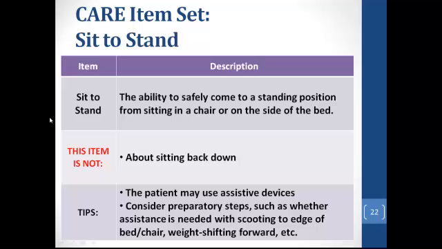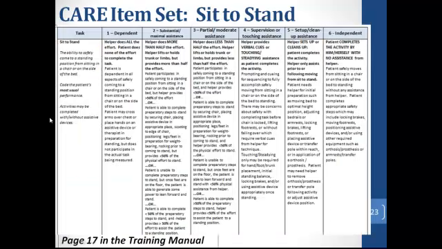The patient may use assisted devices, and the helper should consider preparatory steps, such as whether assistance is needed with scooting to the edge of the bed or chair, or weight shifting forward. And as always, consider the patient's usual performance, not the lowest. The descriptions for this item can be found on page 17 in your training manual.